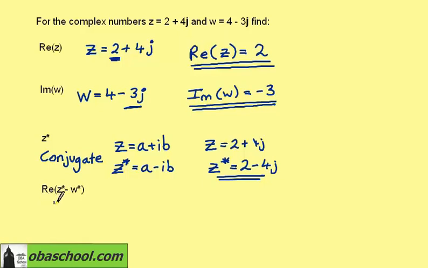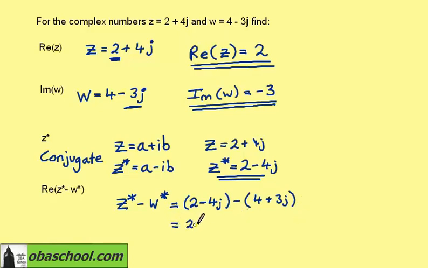We now want the real part of z star minus w star. Let's start by considering z star minus w star. z star is the conjugate of z, which we found to be 2 minus 4j. We need to take away from this the conjugate of w. w is 4 minus 3j. Change the sign on the imaginary part, and the conjugate is 4 plus 3j.